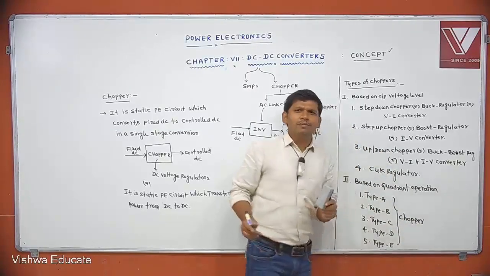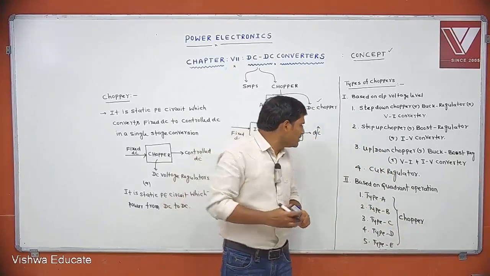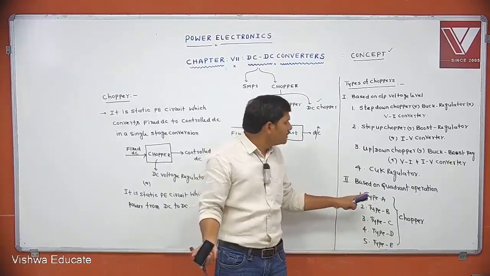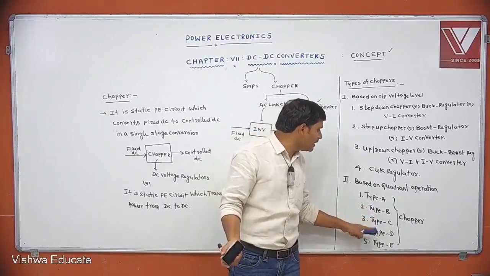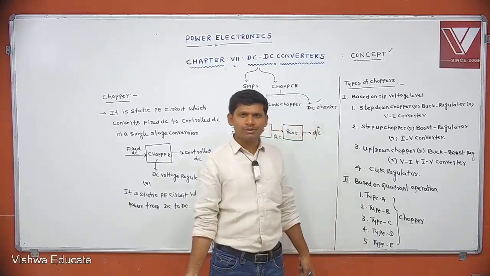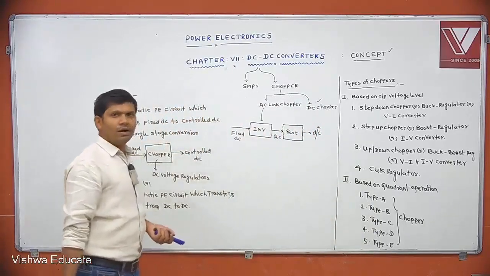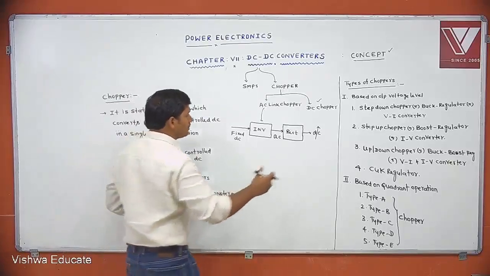But instead of type, in some textbooks it is also given as a class. You take type or class, both are same. It is also called class A, class B, class C, class D, and class E chopper. This is the second classification of choppers based on the quadrant operation.